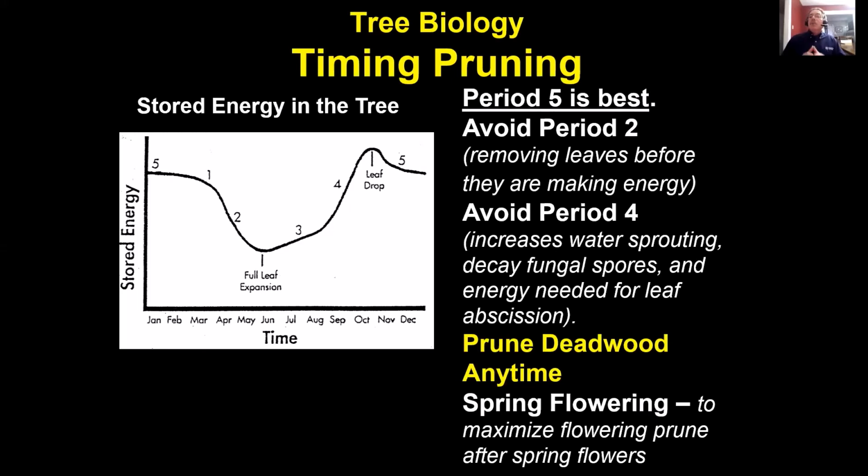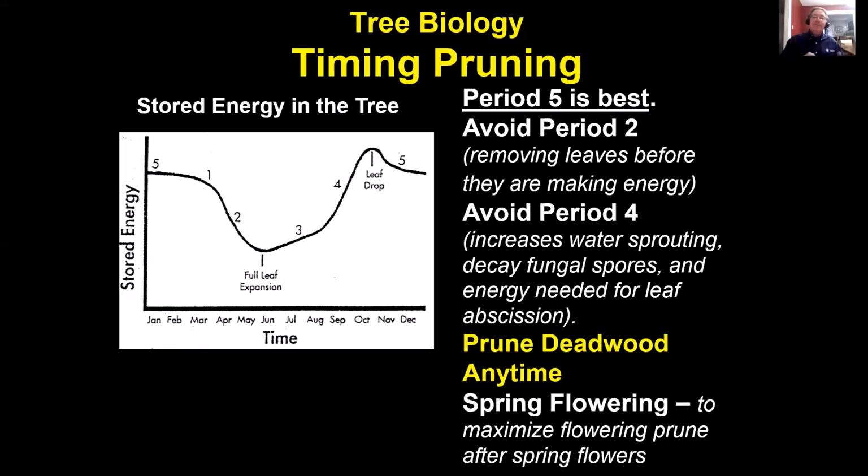So again, 2 periods to avoid: as the leaves are coming on the tree, at bud break, which is happening right now, and as the leaves are just coming off the tree, okay? Otherwise, can we prune in the middle of summer? Certainly. I wouldn't suggest doing it during a hot, dry, droughty summer, but you can prune in the middle of summer also, okay? And again, deadwood anytime.